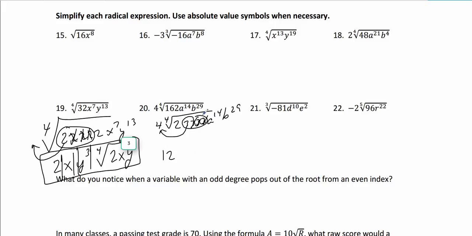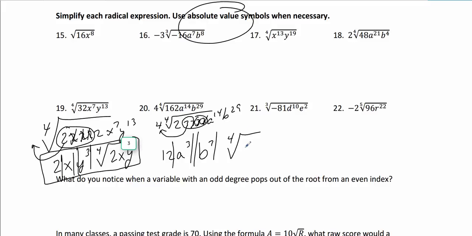Then how many A's can I pull out? I can pull out 3 of them. Even root, odd power, absolute value, because it tells you up there. Then how many B's can I pull out? I can pull out 7 B's. 7. Well, that's an odd power as well. So absolute value bars also, times the 4th root of, I have 1 A left over. I'm kidding. I have 2. And then I have 1 B left over.